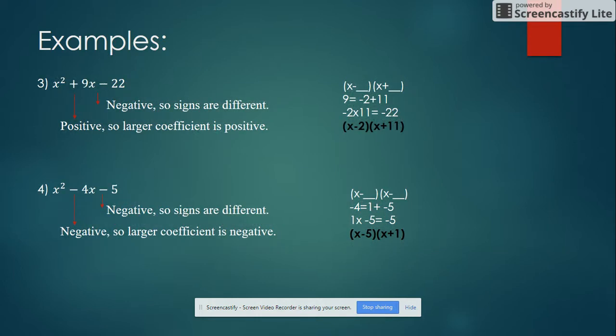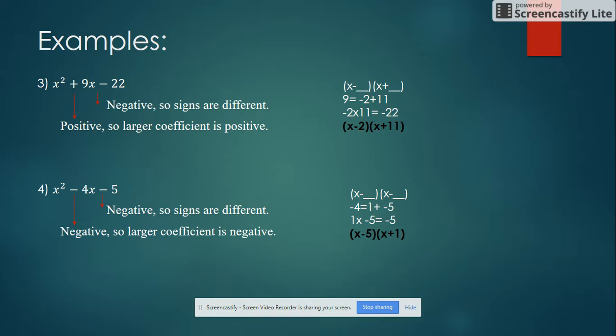Example 3. Our second sign is negative, so the signs are going to be different, while our first sign is positive, so our larger coefficient will be positive. When looking at 9, we know we need a larger positive coefficient and a smaller negative coefficient that can be multiplied together to make negative 22. So we get negative 2 and 11. So our answer is x minus 2 times x plus 11.